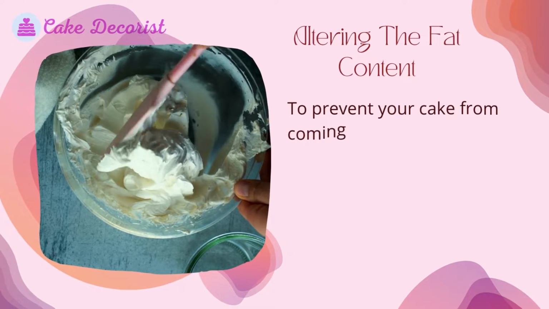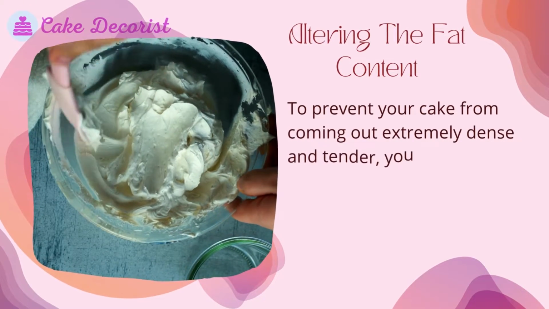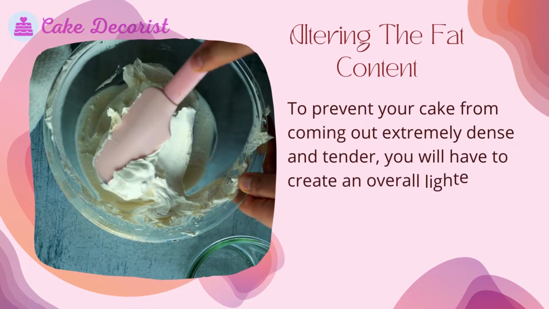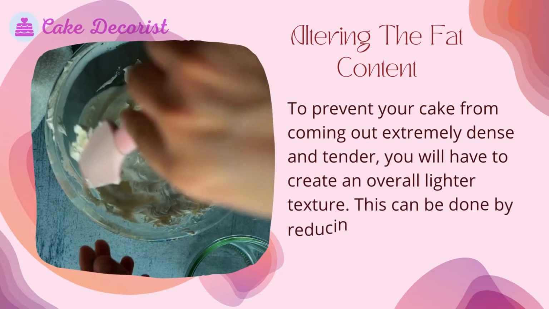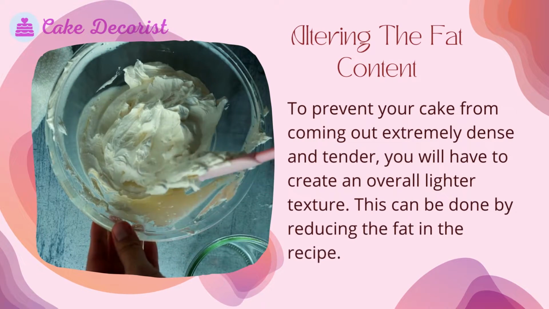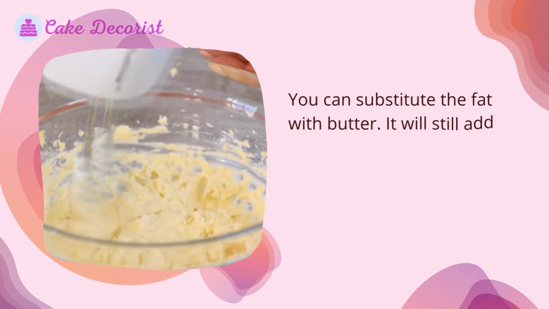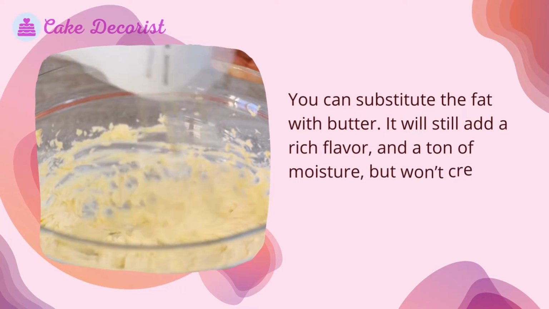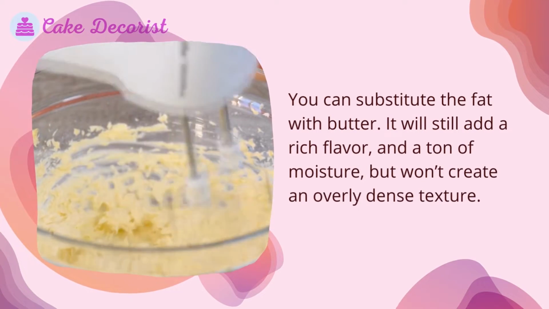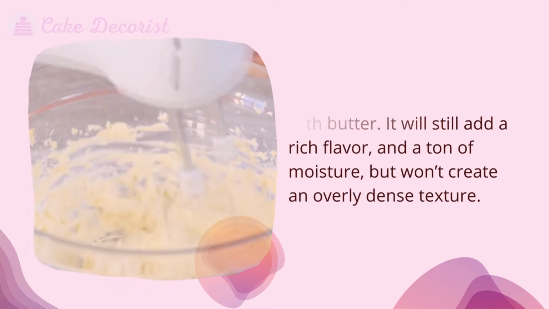Altering the fat content. To prevent your cake from coming out extremely dense and tender, you will have to create an overall lighter texture. This can be done by reducing the fat in the recipe. You can substitute the fat with butter. It will still add a rich flavor and a ton of moisture, but won't create an overly dense texture.